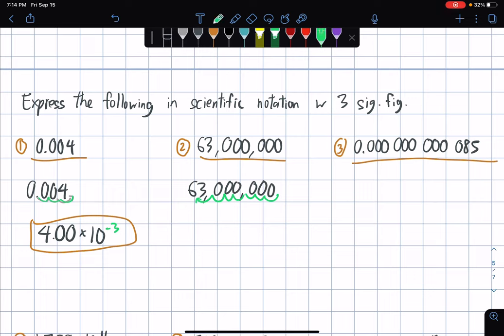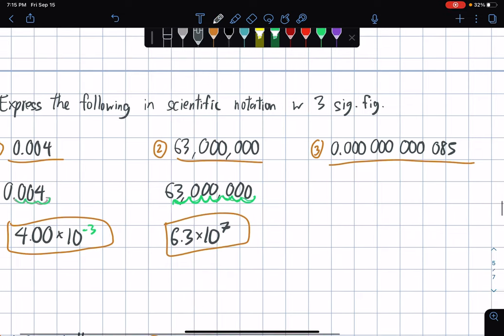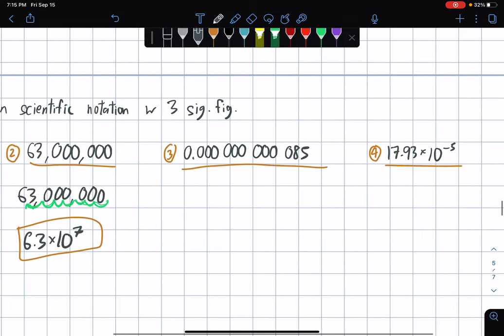So how many zeros? Again, I've lost count. 1, 2, 3, 4, 5, 6, 7. 7 zeros. 6.3 times 10 raised to 7. Why is it positive 7? As an exponent, we move to the left, not the right. If we move to the right, then the exponent will be negative 7. But that's not the case. Let's move to number 3.